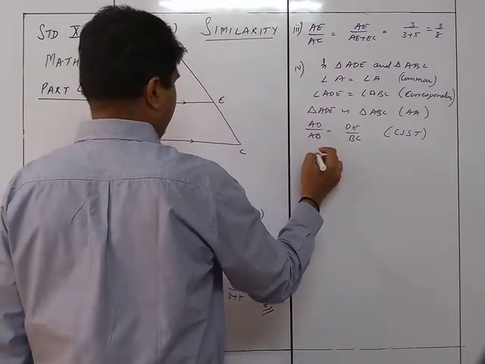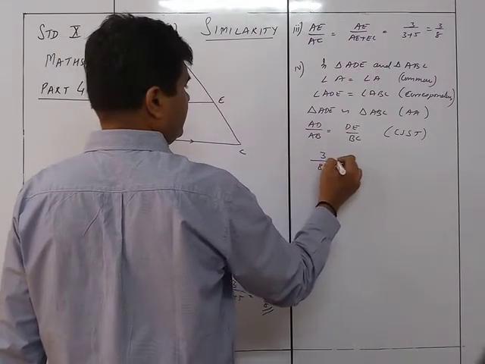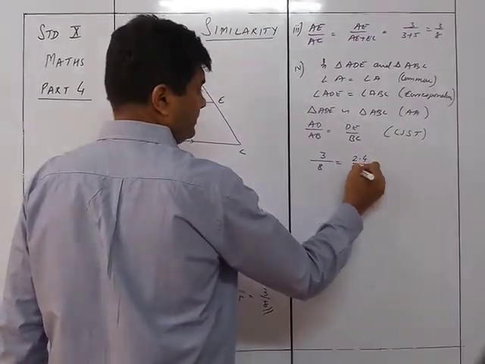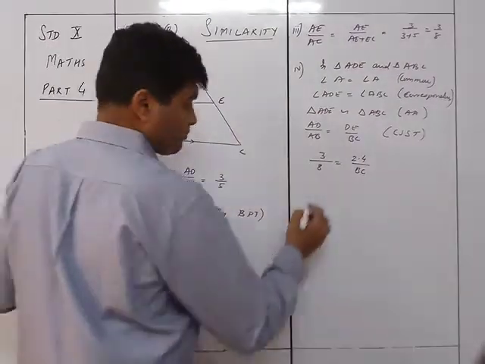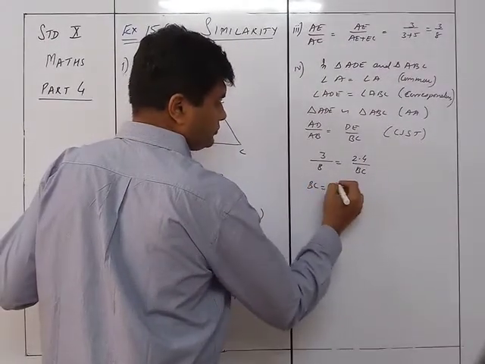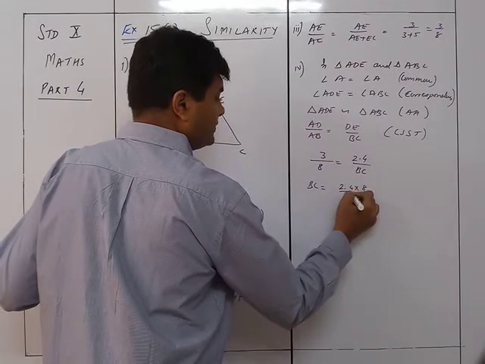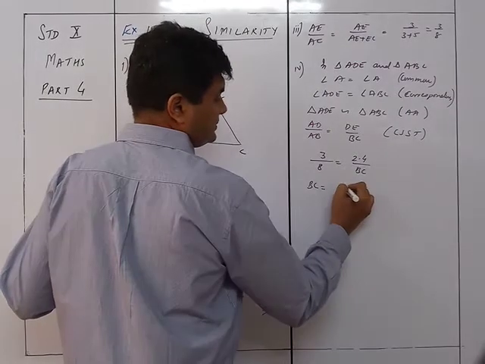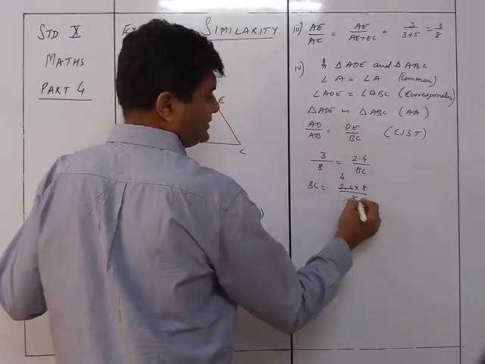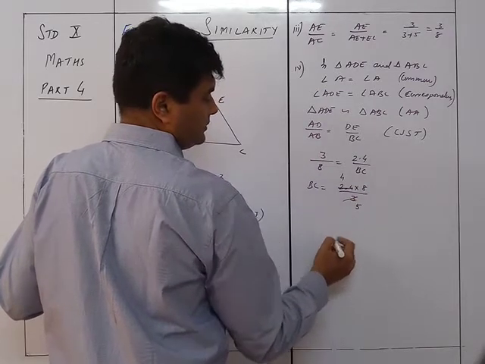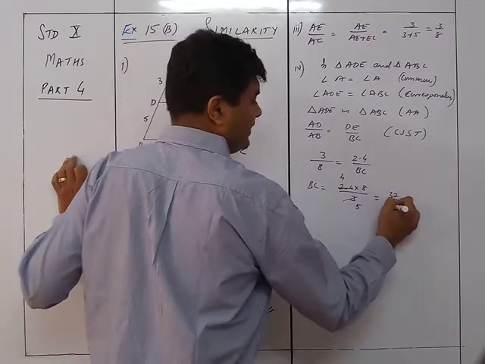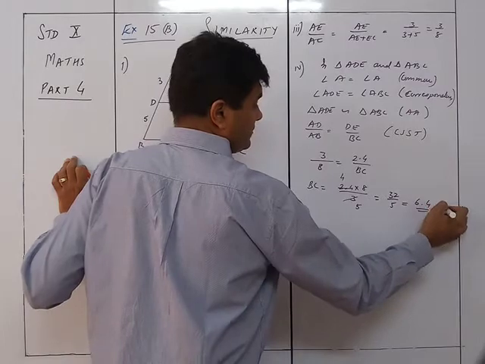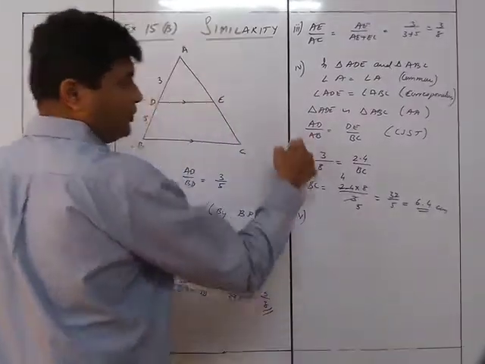So that gives us AD upon AB, 3/8, is equals to DE, given as 2.4, upon BC. So BC is equals to 2.4 into 8 upon 3. So it will be 32 upon 5. That is going to be 6.4 centimeters.